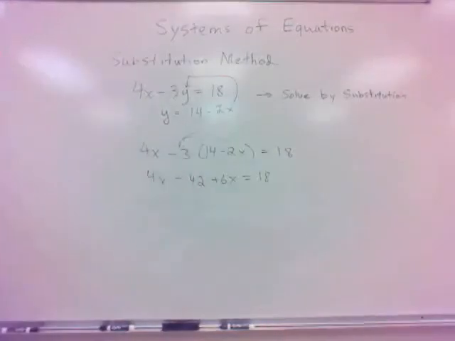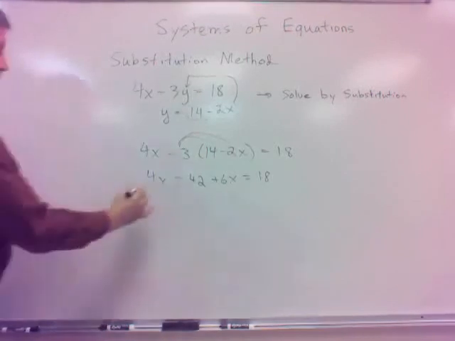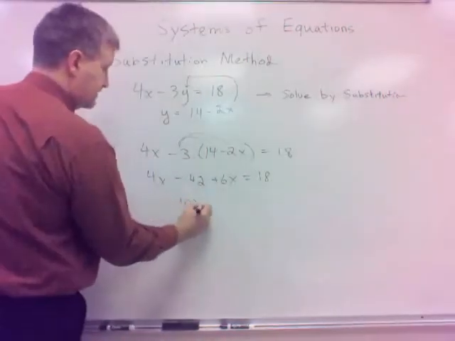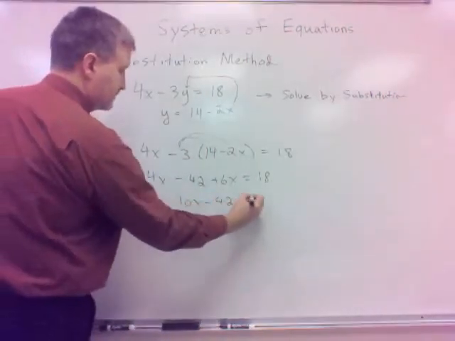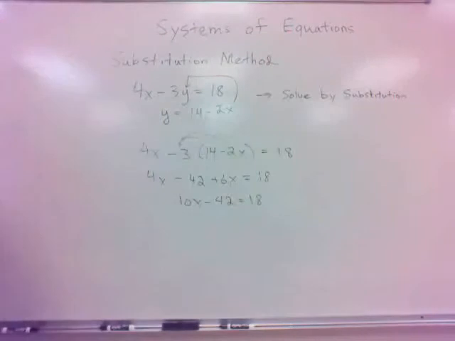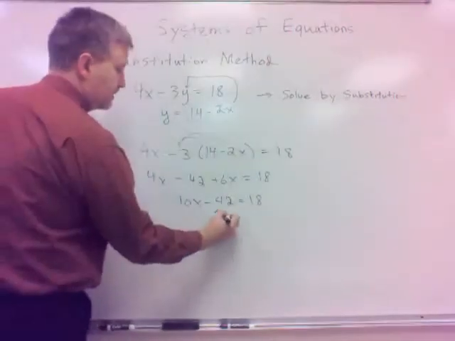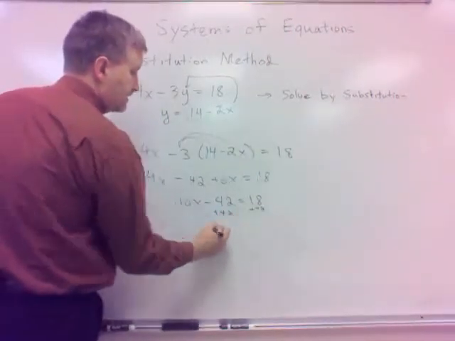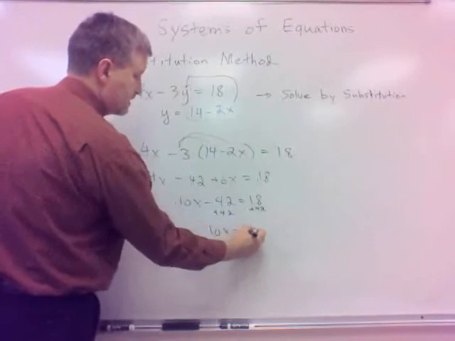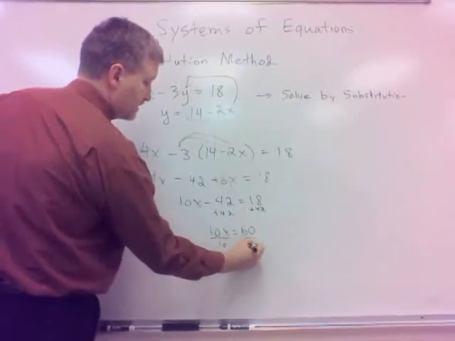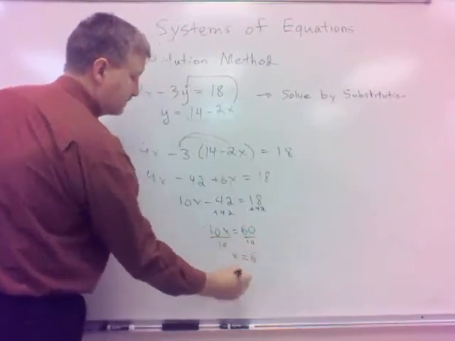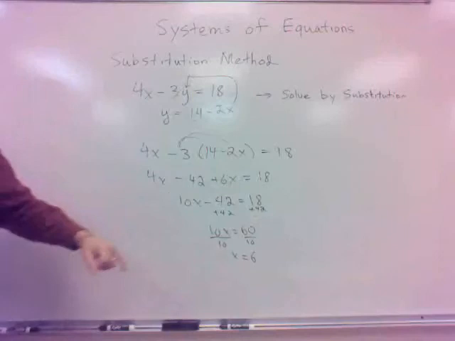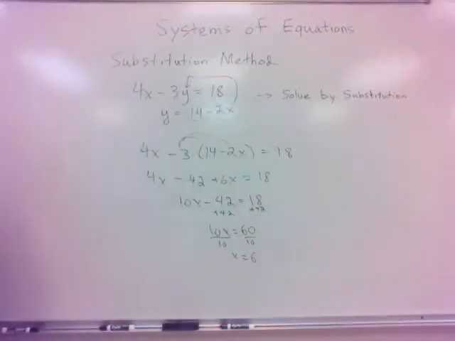You see right there that now I can solve for x, can't I? I can get an x value out of that. 4x and 6x is 10x, so 10x minus 42 on the left side, and then I add the 42, and 10x equals 60. Divide by 10, I've got x equals 6. Well, come to find out, that is part of the solution anyway.